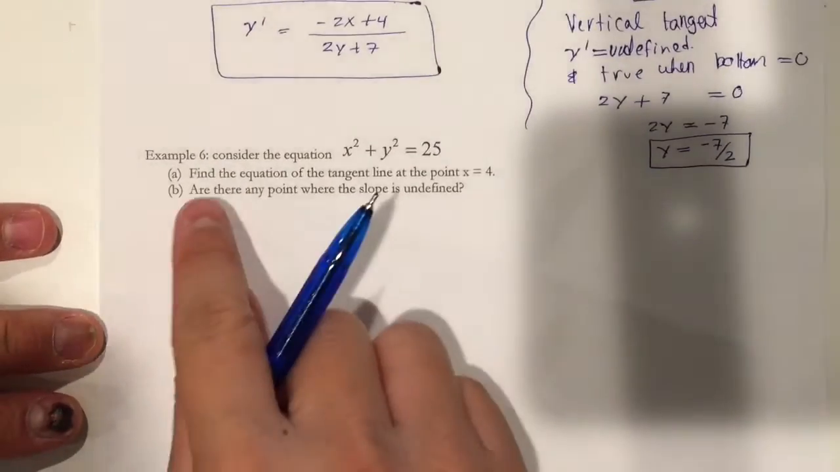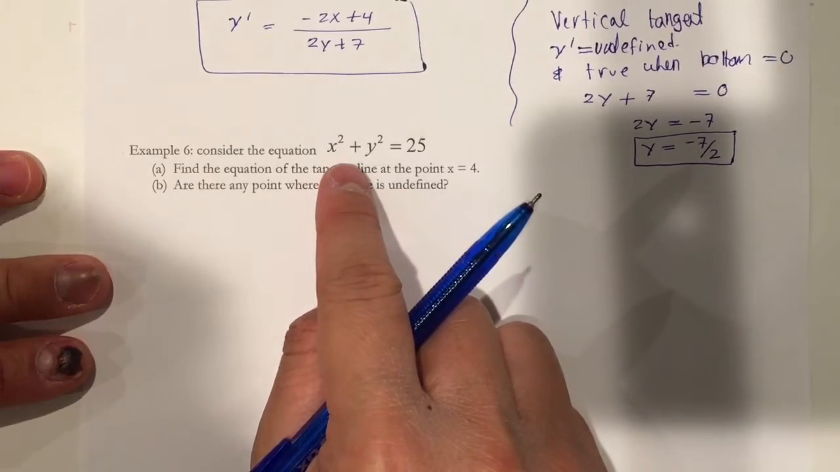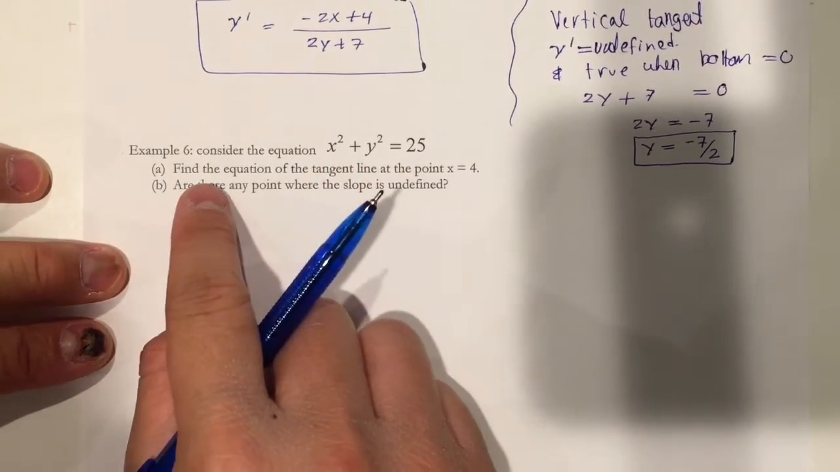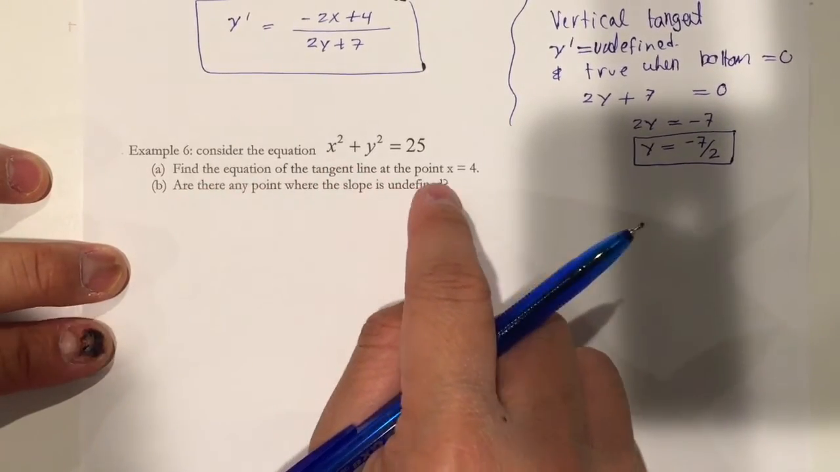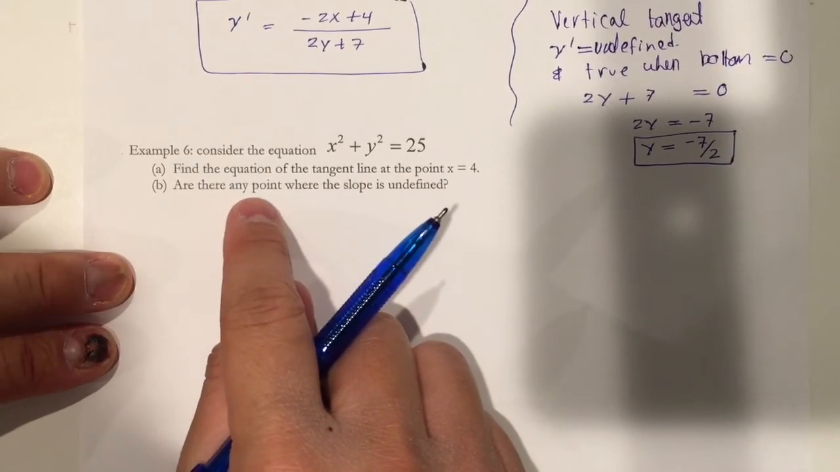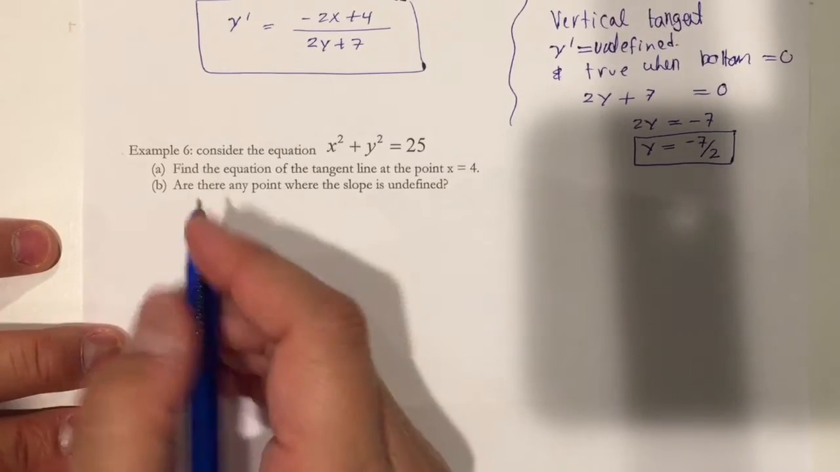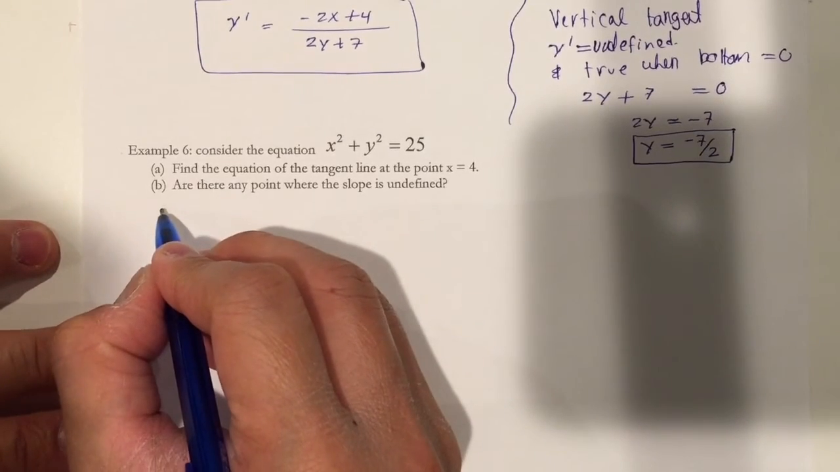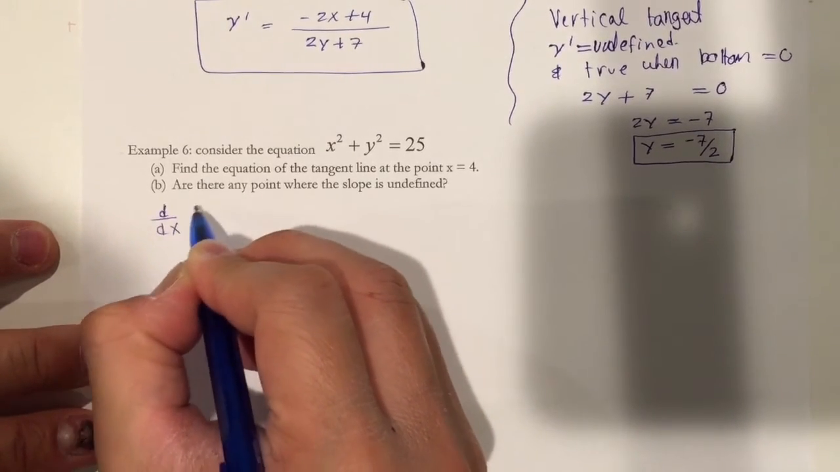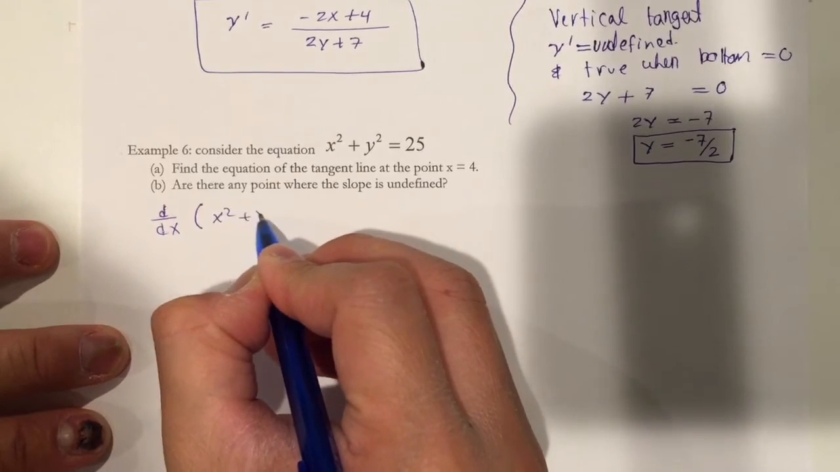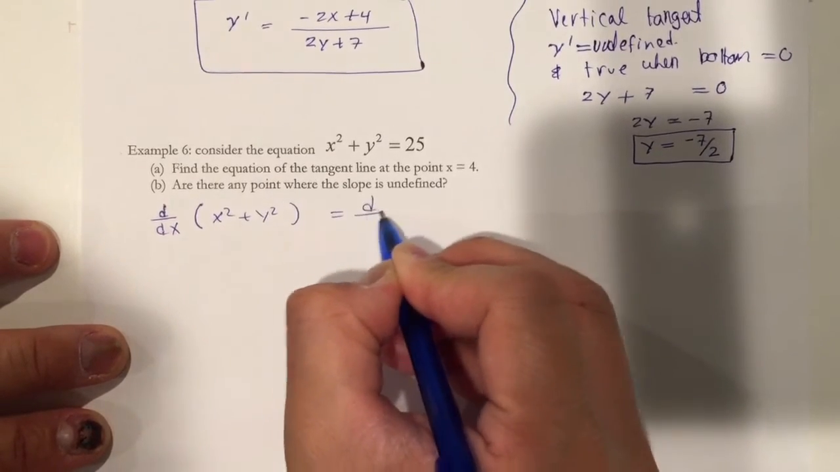Last problem. Consider the equation x squared plus y squared equals 25. Find the equation of the tangent line at the point x equals 4. Are there any points where the slope is undefined? Start by finding the derivative. So derivative of x squared plus y squared equals 25.